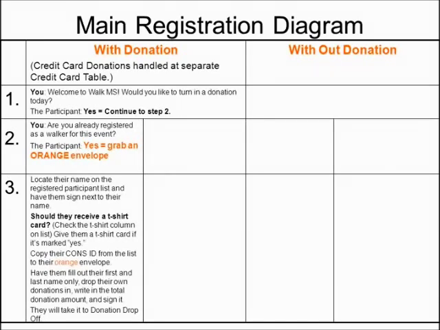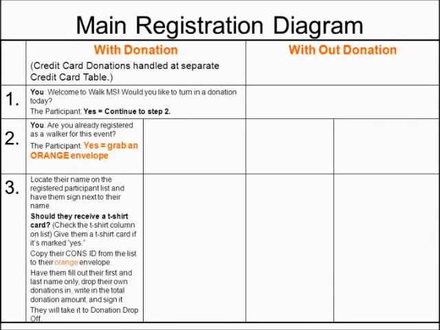Should this participant receive a T-shirt card, check the T-shirt column on the list and give them a card if it's marked yes. Make sure to copy their constituent ID from the list to their orange envelope. Have them fill out their first and last name only, drop their own donations in, write in the total donation amount, and sign it. They will take it to donation drop-off.